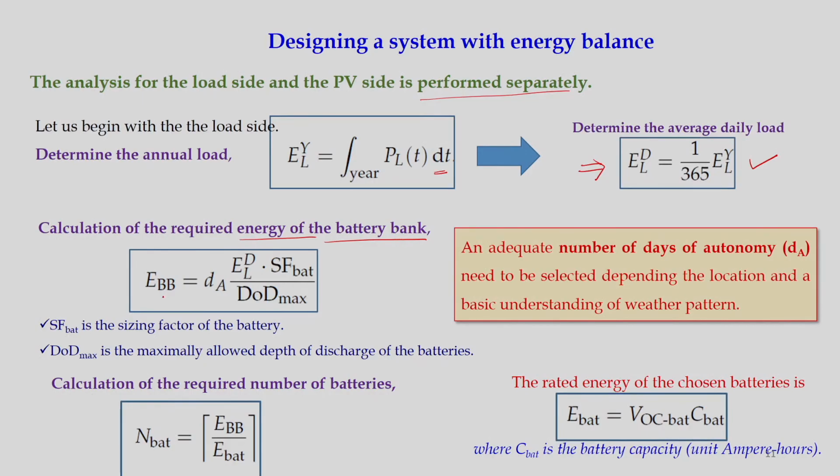So, for that we must design the number of batteries required of that particular capacity, right. So, for that we must know what energy is required from the battery bank. Okay. So, it is something like dA multiplied by ELD multiplied by SF divided by DOD. Okay. What is dA? dA is the number of days of autonomy, or say the number of days we need to store energy.